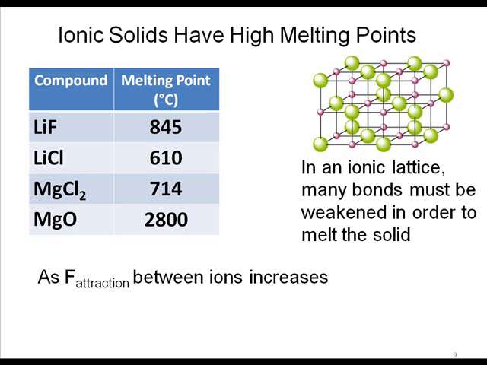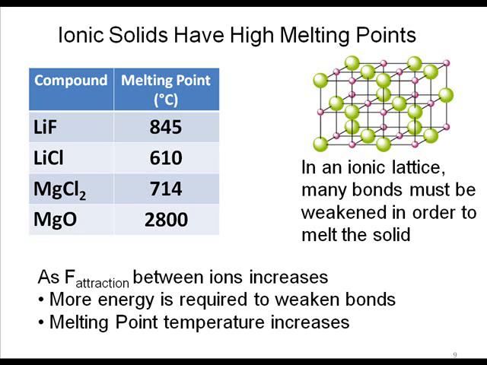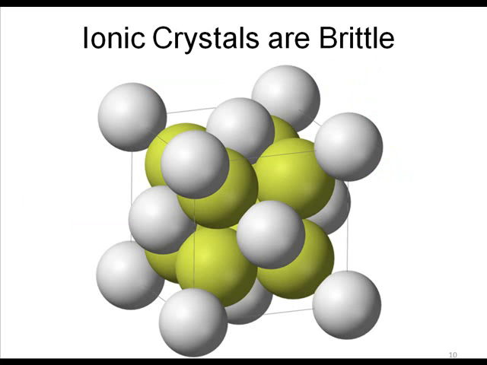So the attraction between the ions, how strong that attraction is between the ions, causes the melting point to get higher and higher the stronger it is, which is shown by the chart. The LiF attraction is not as great as the magnesium oxide, and so magnesium oxide crystals melt at a much higher temperature than the lithium fluoride.